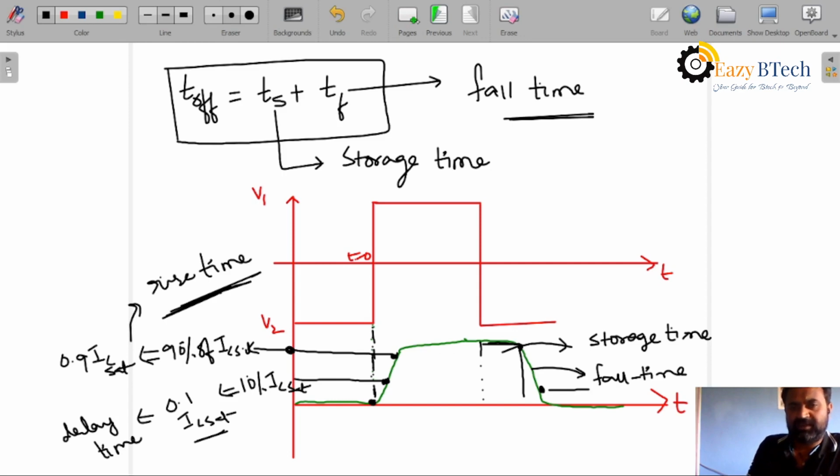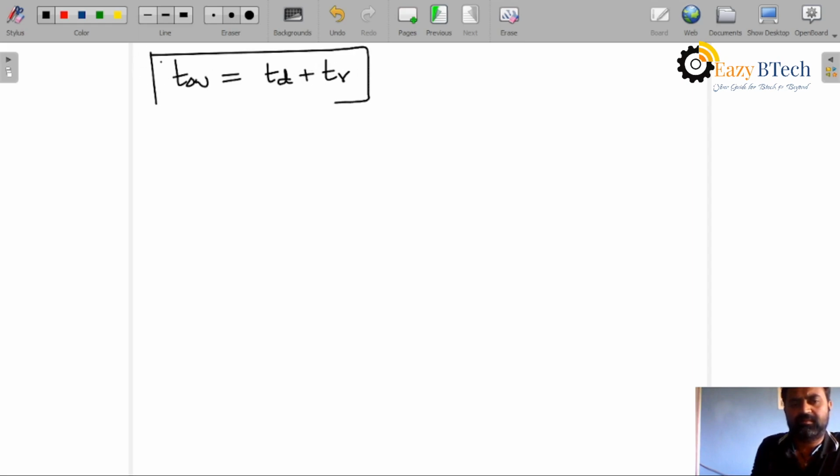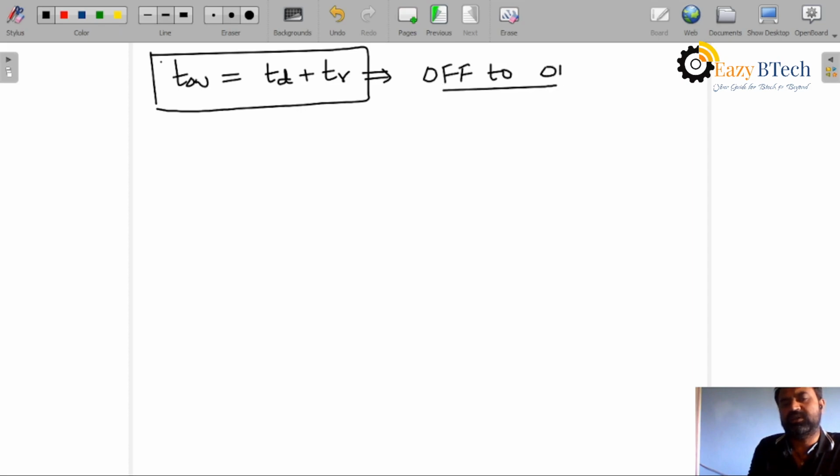Okay, students, by the definitions we learn, the transistor on time T on depends upon TD plus TR. This is for a transistor which moves from off to on state. Off to on state, it depends upon this delay time. Now what is a delay time?